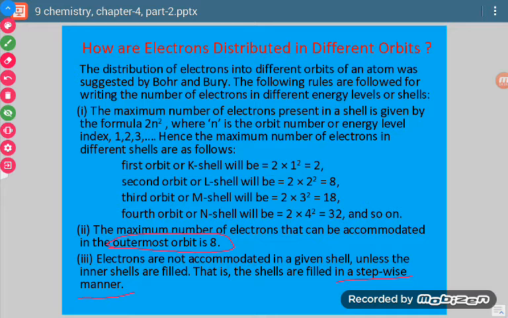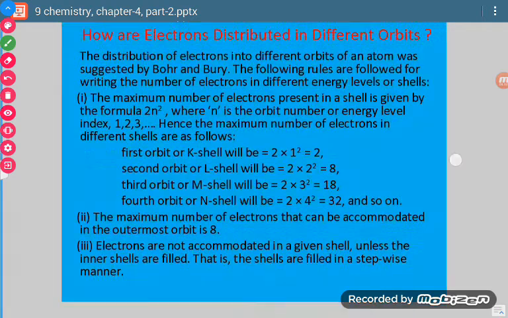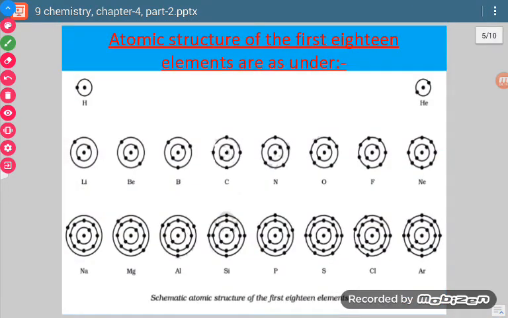First of all, I have to fill K fully. Then if electrons are left out, I have to fill L, and then if electrons are left out, I have to go to M. Okay, so this is the way of filling of electrons. Now let us see here, for the first 18 elements starting from hydrogen till argon, how electrons will be filled.